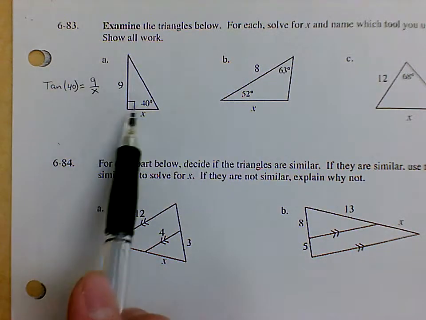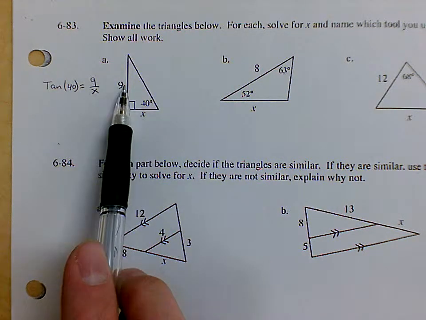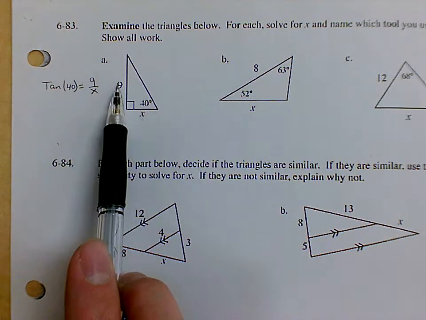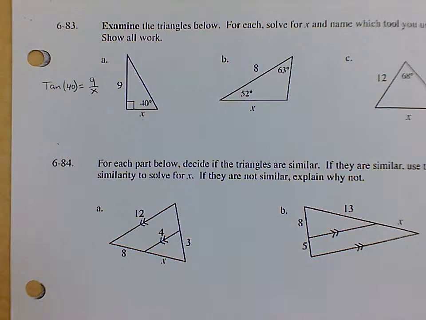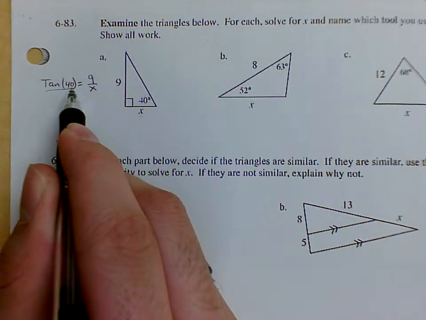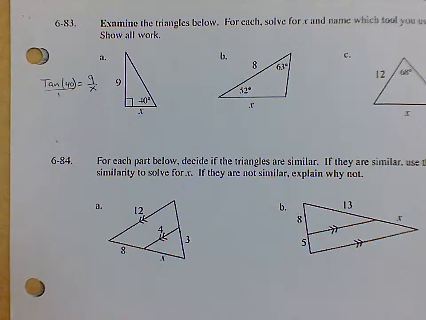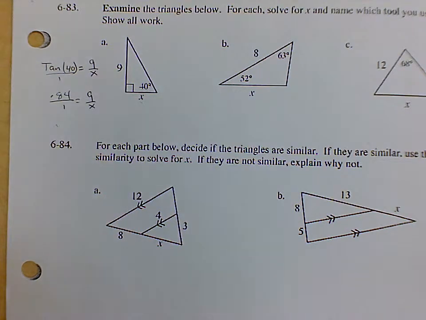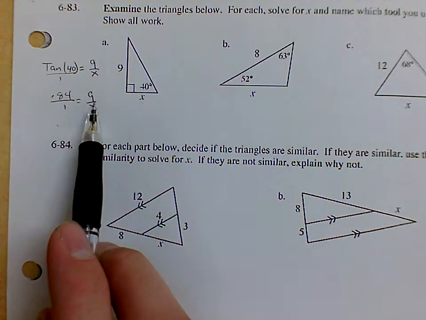So we are going to have the tangent of 40 degrees is equal to the opposite over the adjacent, so equal to 9 over x. I put it over 1. Go ahead and tell me what is the tangent of 40. Once again, make sure your calculator's in the correct mode. Should be in degree mode. My freshmen probably reset it, so if you get a weird answer, it probably means you have it in the wrong mode. You should get 0.84. So you'll get 0.84 over 1 equals 9 over x.